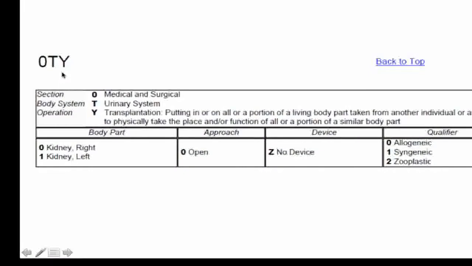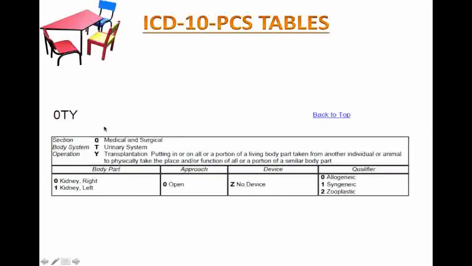The third character, remember the question, what procedure am I going to have today? This will help you identify the root operation. In this case, the kidney transplant, and the character Y identifies the transplantation. Next video, I'll go over the 4th, 5th, 6th, and 7th characters, which are the body part, the approach, the device, and the qualifier.